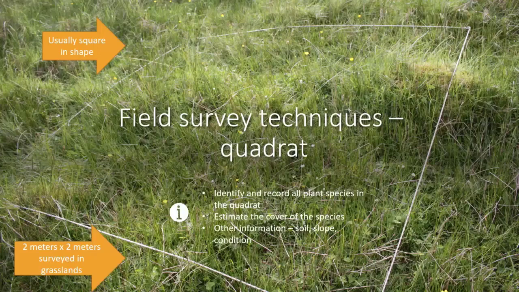What you'd have to do is go in there and identify and record all the plant species that are present. Then for each one of those species, you'd be estimating the cover. And then you might take other information like what type of soil it is, what the aspect is, is there a steep slope, is there any indication that this is under optimal or less than optimal ground conditions or plant conditions? But that all takes time.